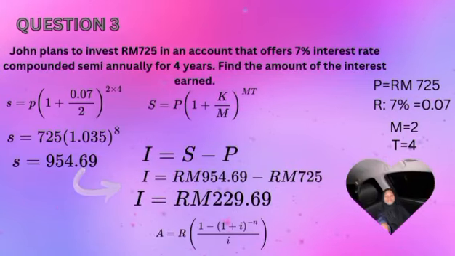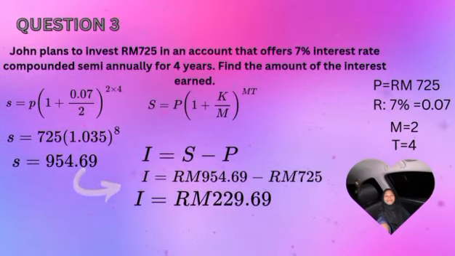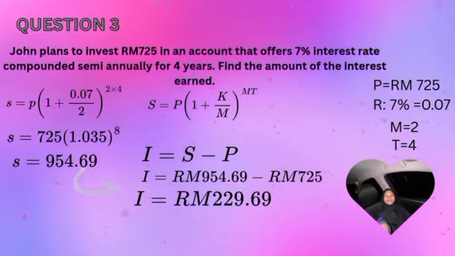After we calculate, we get 954.69. However, the question said find the amount of the interest earned. So we have to use another formula, which is I equals S minus P. We put the new S amount that we just found, and we put the original price, which is 725 at P. So I equals RM 954.99 minus RM 725, and we calculate it and get the final answer, which is I equals RM 229.99.